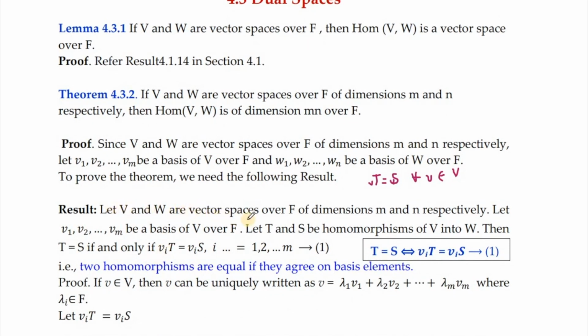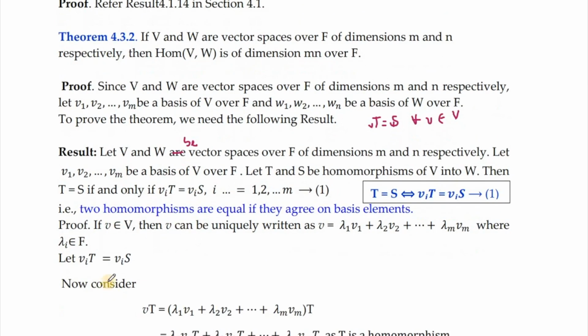So that is what this result says. Let V and W be vector spaces over F of dimensions m and n respectively. Let v1 to vm be a basis of V over F. Now let T and S be homomorphisms of V into W. Then T equals S if and only if viT is equal to viS. Now if v belongs to capital V, then v can be uniquely written in this way.